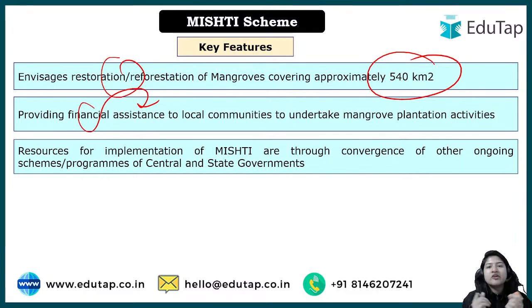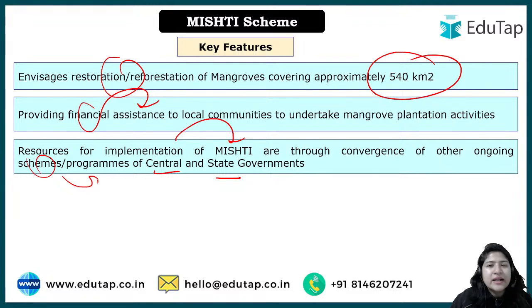For example, if the government is saying that we are providing some financial support, the government should also have some funds kept for it, right? So if you look at the notification, it says that the implementation under MISHTI will first of all be funded by the central and state government. Now there will not be some additional fund taken out for MISHTI, but from the programs that are already running, some fund will be taken for mangroves.